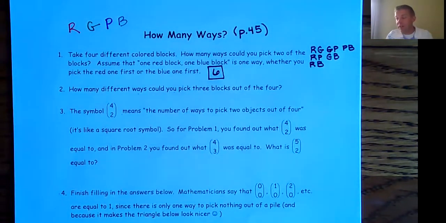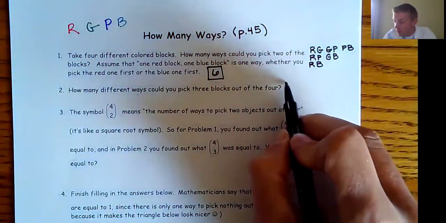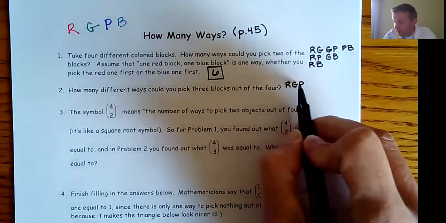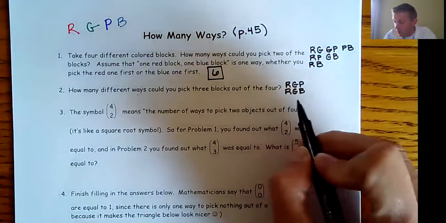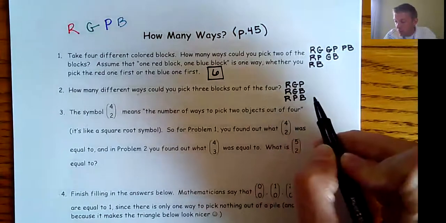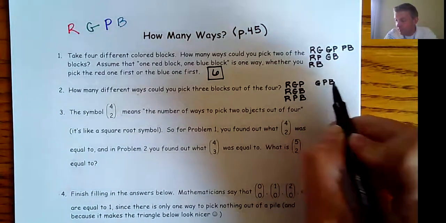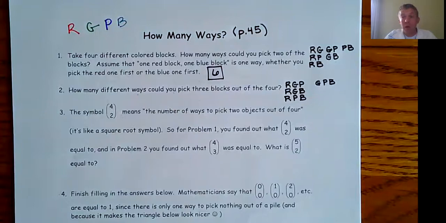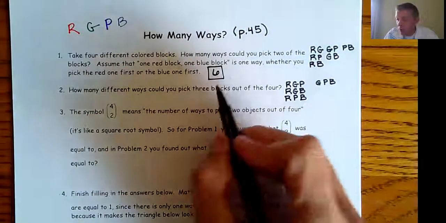How many different ways could you pick 3 blocks out of the 4? We can do that too. We can do red, green, purple. We can do red, green, blue. We can do red, purple, blue. Or we can do green, purple, blue. Basically, how many ways are there to leave out one block? So there's 4 blocks. I can leave out each of them once. So there's 4 ways.